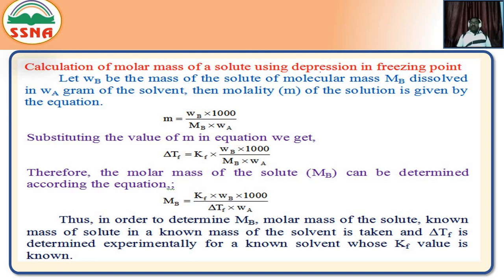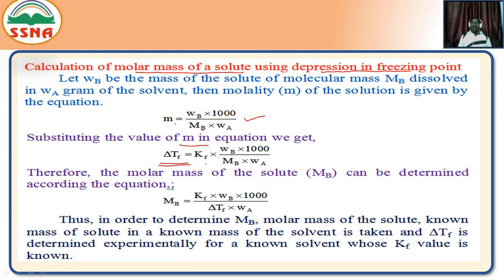Next, by using this depression in freezing point, we can calculate the molar mass of solute. Here, molality of solution is expressed in terms of Wb into 1000 by Mb into Wa. Substitute the molality value into the expression delta Tf equals Kf into m. In place of m, I'll write Wb into 1000 by Mb into Wa.